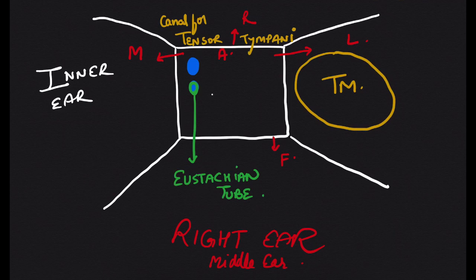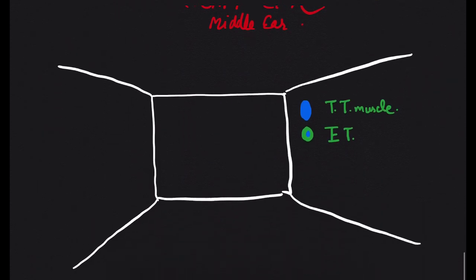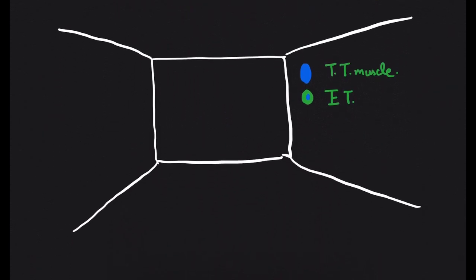Now, let's turn a bit left to see what lies on the medial wall of the middle ear. We have seen what lies on the anterior wall. Now let's turn towards the medial wall. As you can see, now we are facing the medial wall. When you are facing the medial wall, towards your right will be the anterior wall, towards your left will be the posterior wall. On the anterior wall we have already made two openings: the tensor tympani muscle canal, and below that the eustachian tube canal. Now let's focus on the medial wall.